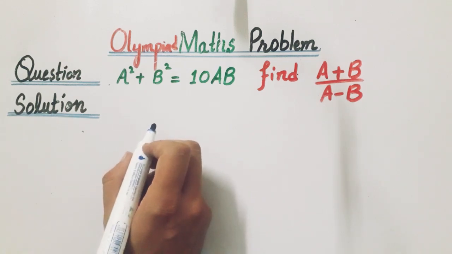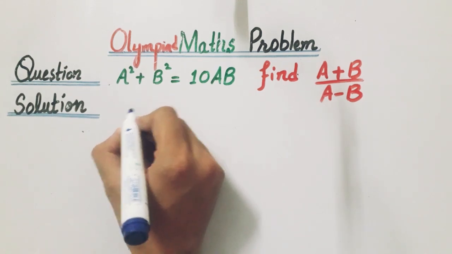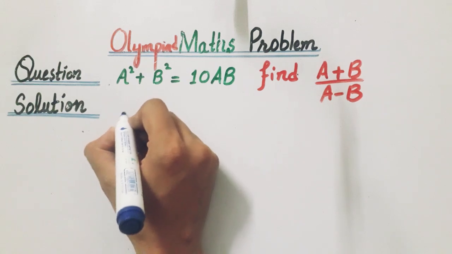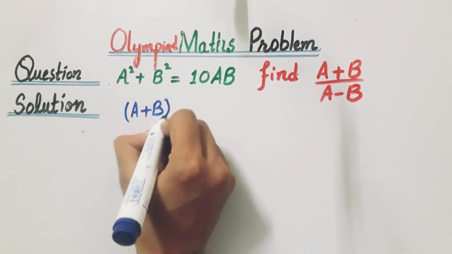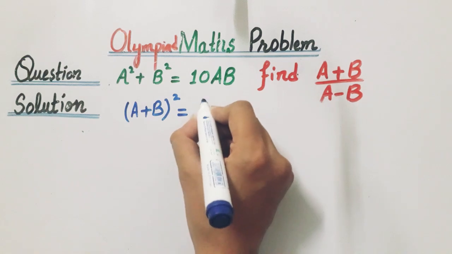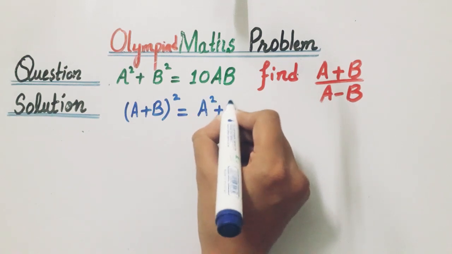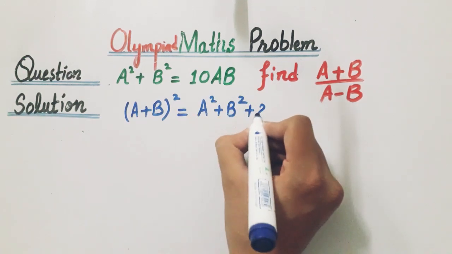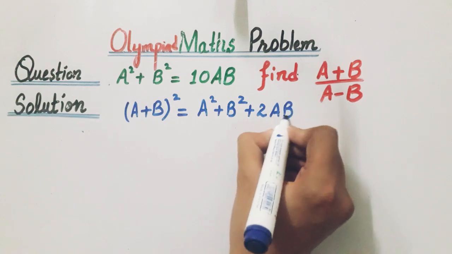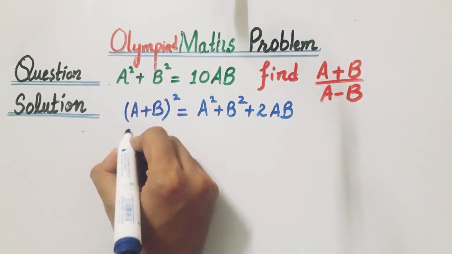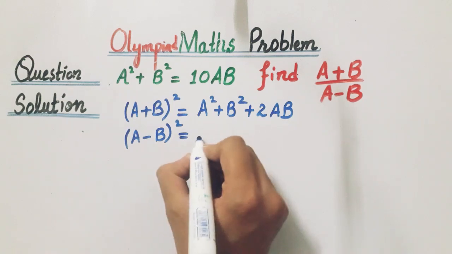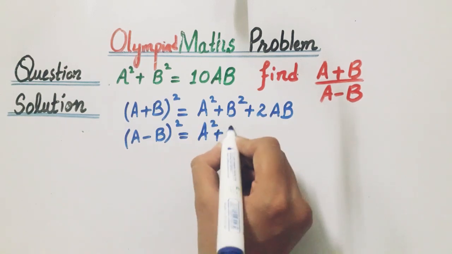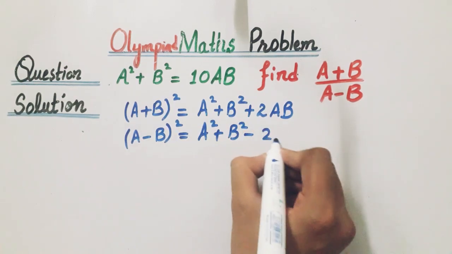Let's solve it together. First of all, recall the two algebraic identities. (a + b)² is equal to a² + b² + 2ab. And the other algebraic identity, (a − b)² is equal to a² + b² − 2ab.